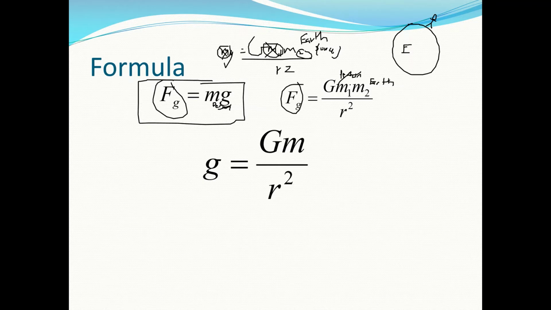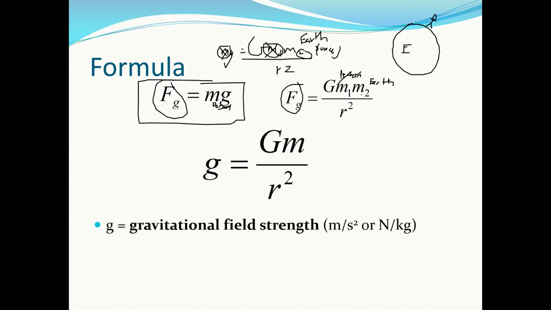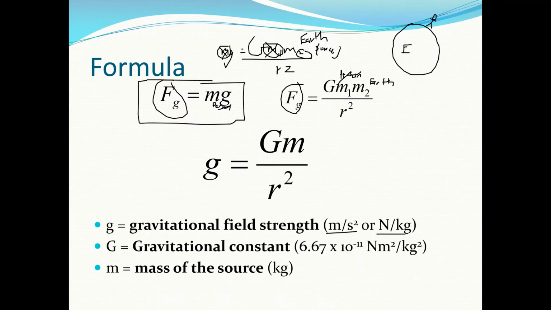So this is the formula that we end up getting, where g is our gravitational field strength, and it can be in meters per second squared or in newtons per kilogram. G is our gravitational constant, m is the mass of the source, and r is the distance away from the source. Okay. So you can find this formula under forces and fields in your data book.